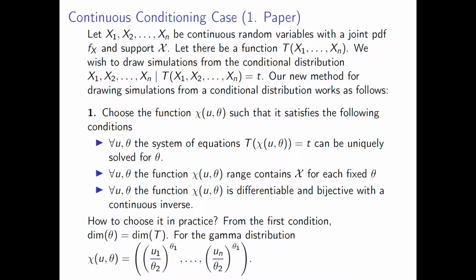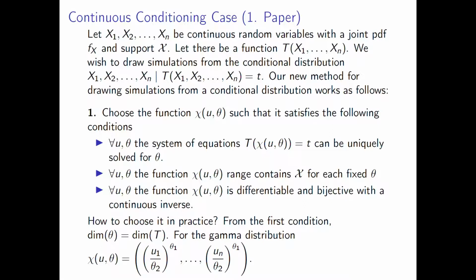So we fix the t. Another thing that I should mention is that we are not restricted to only the IID case. So x1 to xn don't have to be IID. So this method is a bit more general than that. So our new method for drawing these simulations works such that first of all we have to choose the function chi, which depends on u, which is a vector of n components, and also theta, which is the parameter vector.